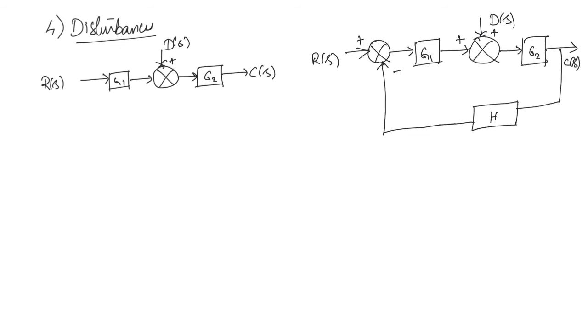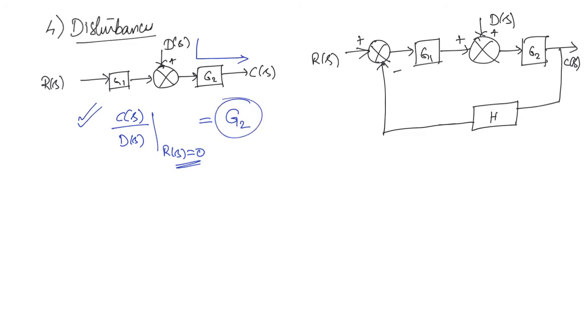Now how will we find out the effect of the disturbance? The effect of disturbance we can find by the transfer function C of S by D of S when the input is equal to 0. This gives what is the effect of the disturbance in the input on the system. So for the open loop system, this will be equal to simply G2. If R of S is equal to 0, then this is the simple block diagram, so this will be the transfer function.